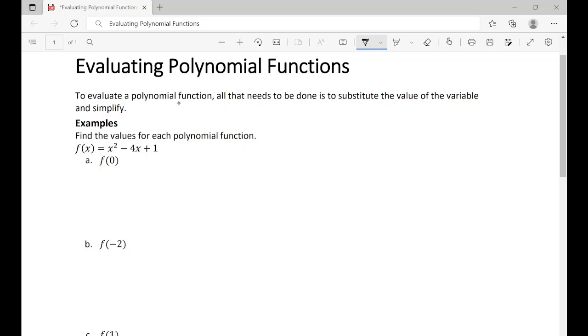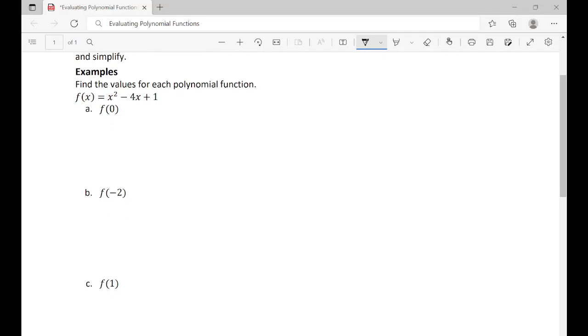To evaluate a polynomial function, all that needs to be done is to substitute the value of the variable and simplify. Very straightforward. So find the values for each polynomial function, and here we have f of x equaling x squared minus 4x plus 1, and we're going to evaluate for f of 0. So here we have x inside the parentheses, but here we have 0 inside the parentheses instead of x. So that means anywhere in our function we see an x, we replace it with 0.